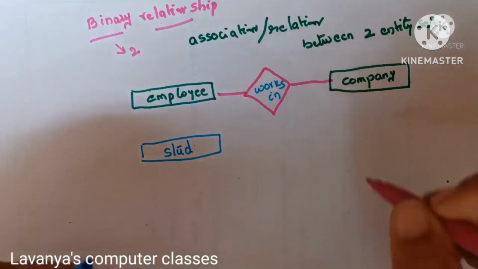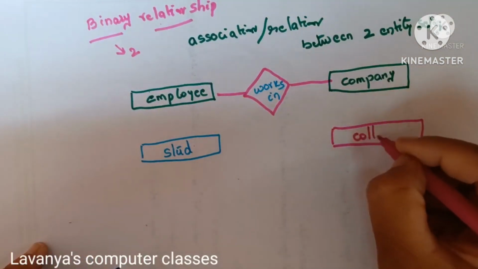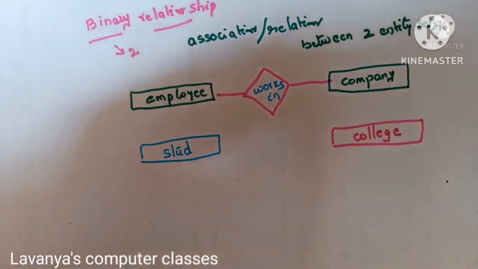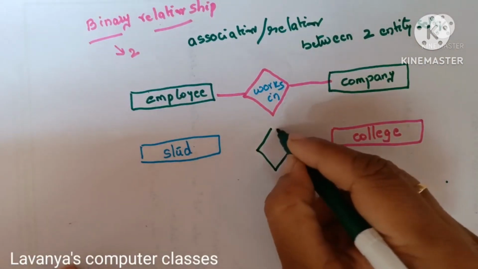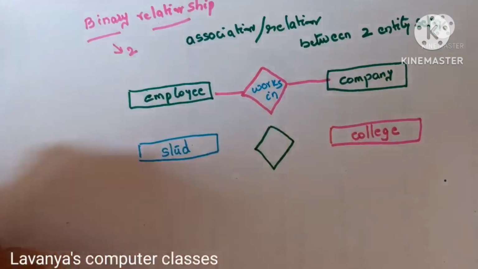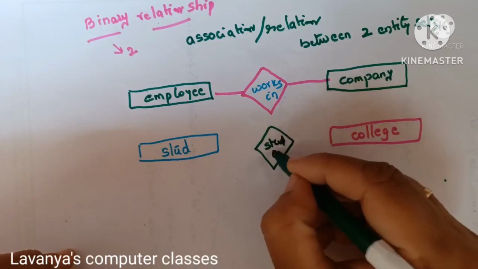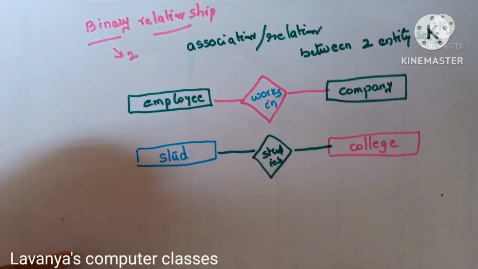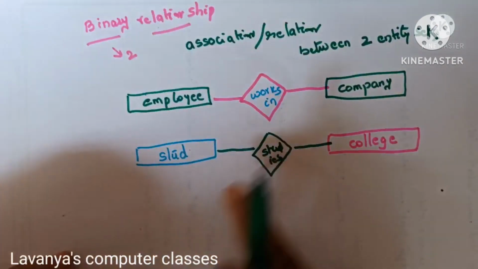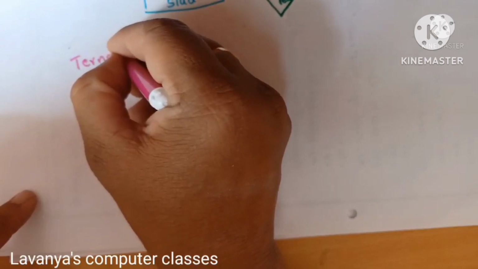Second example, student is one entity set. College is another entity set. So the relationship between these two means the student studies in that particular college. So the relationship is studies. So this is the binary relationship example. Two entity sets are related with one relationship. Employee works in company, students study in a particular college.